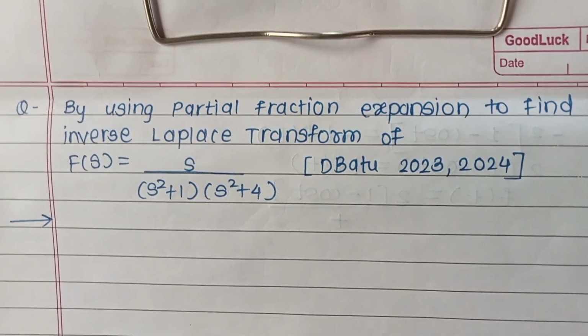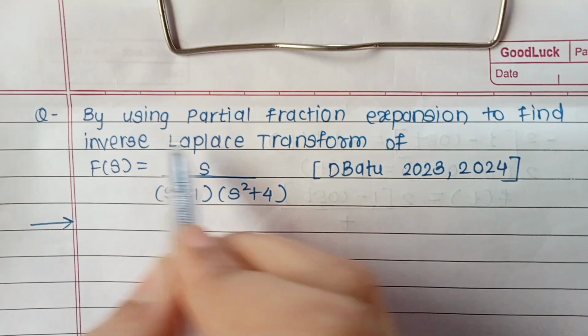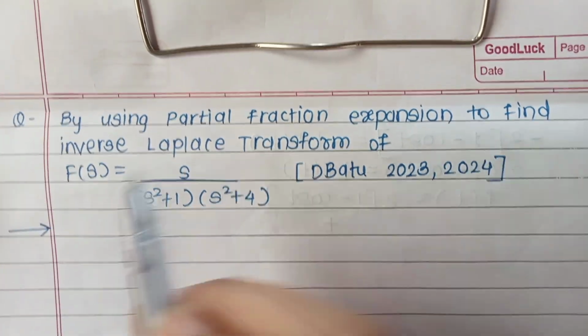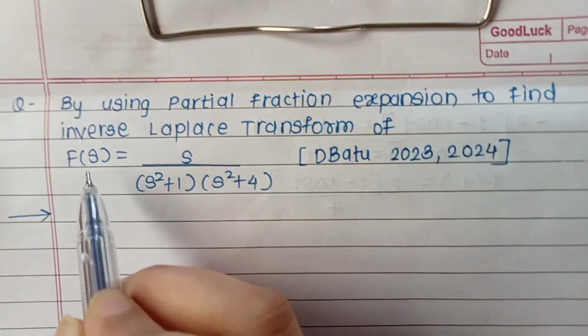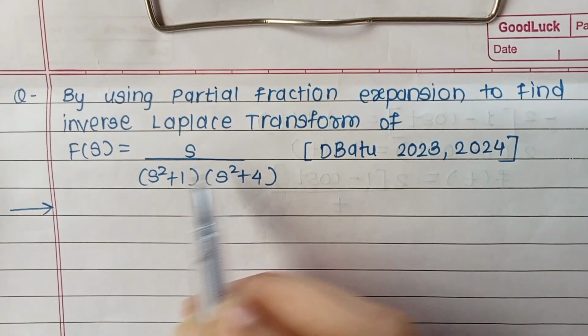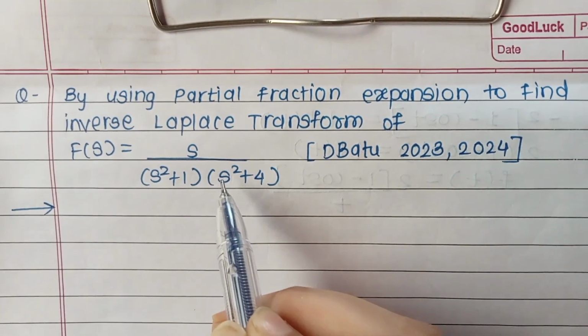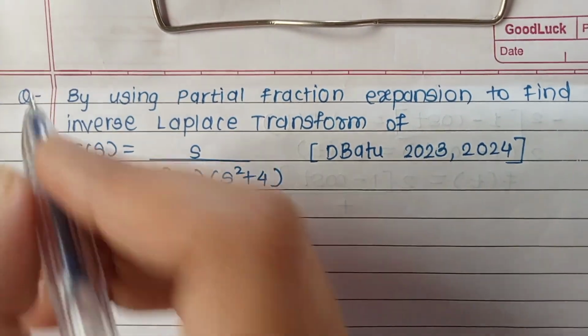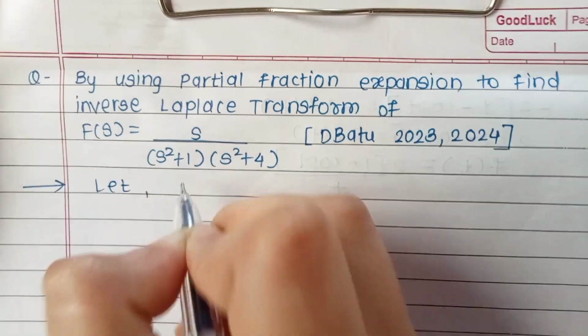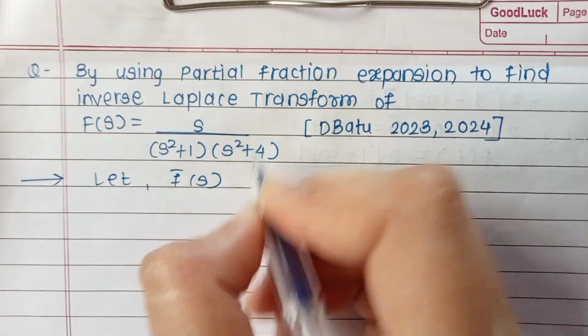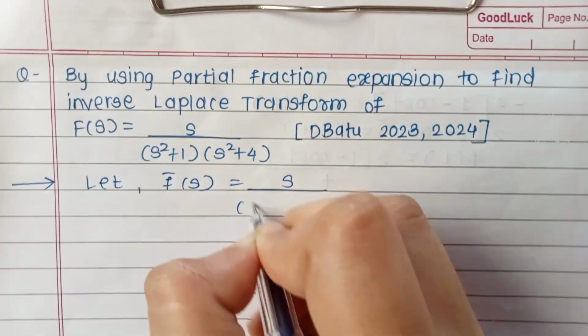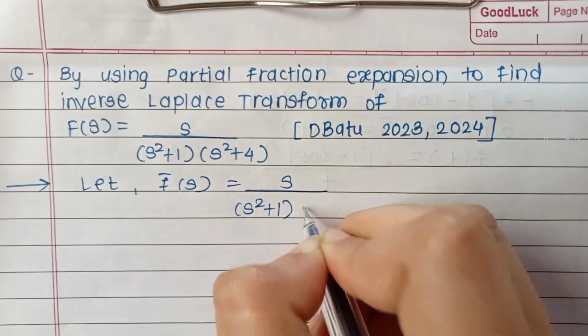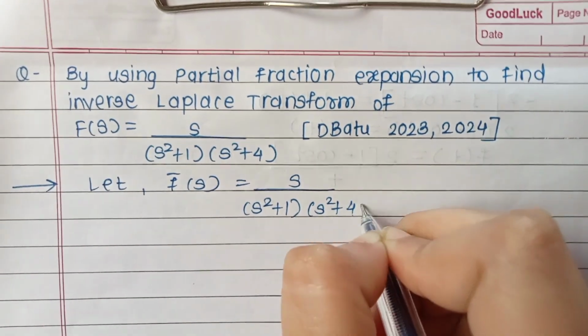एग्जामिनेशंस में पूछा गया था। तो लेट्स स्टार्ट। By using partial fraction expansion to find inverse Laplace transform of f bar of s is equal to s upon s square plus 1 and s square plus 4. So let's start. Let f bar of s is equal to s upon first bracket is s square plus 1 and second is s square plus 4.